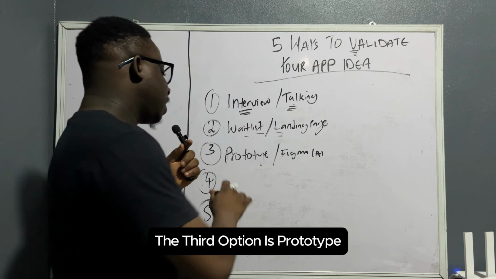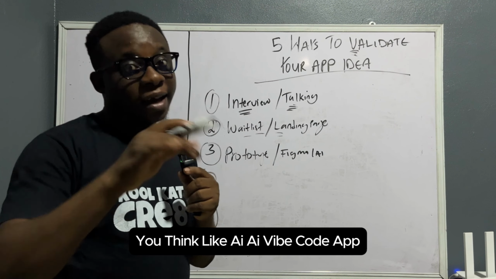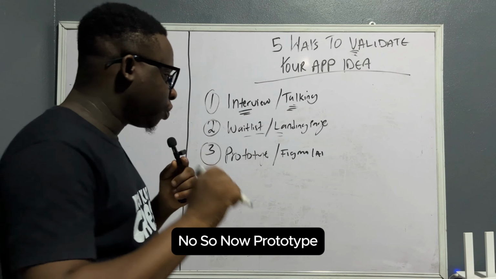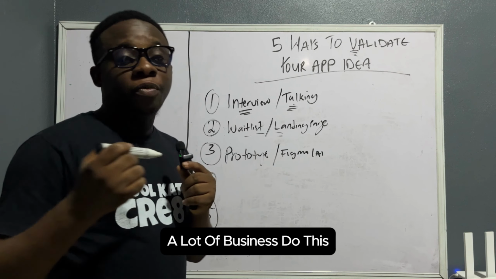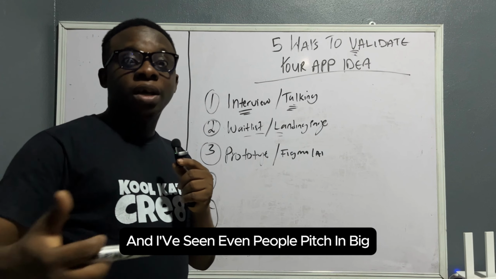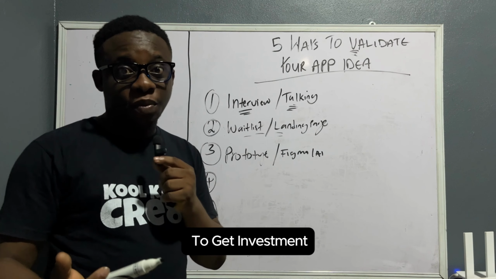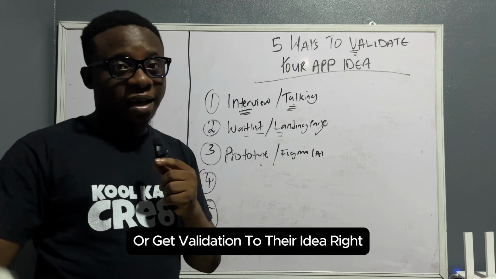The third option is prototype, Figma, AI. Hold on, not the AI you think, like AI vibe code app. No. So now, prototype. A lot of businesses do this, and I've seen even people pitch on big pitching platforms, and they use a prototype to get investment or get validation for their idea, right?